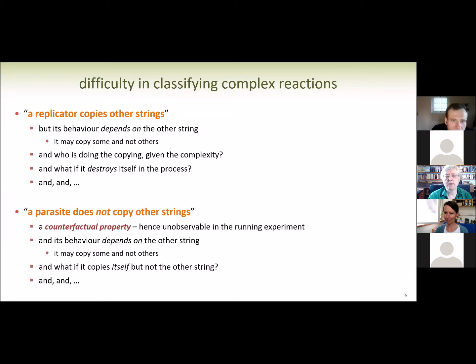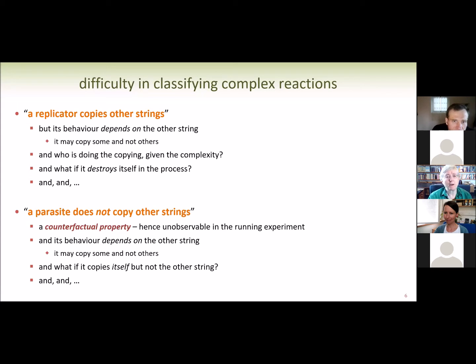And what if it copies the other string but destroys the other string in the process of copying? And there's lots of other things that can happen as well. And also we want to define a parasite, and maybe we would define it as: a parasite does not copy other strings. Now this is a counterfactual property. We're saying something does not happen. And clearly if it doesn't happen, it's unobservable in the running environment because it hasn't happened. How do we cope with that?